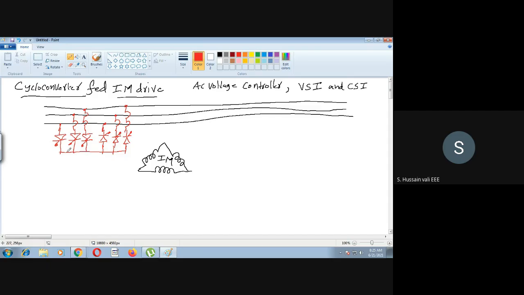Okay, this one is the positive group. I hope you know what a positive group and a negative group are in the case of the cycloconverter. Whereas these three are the negative group. And now this is connected here. Similarly, we have, see, every phase we have six thyristors.